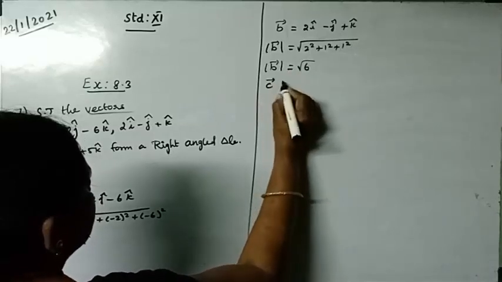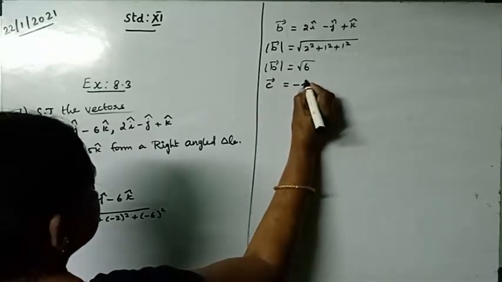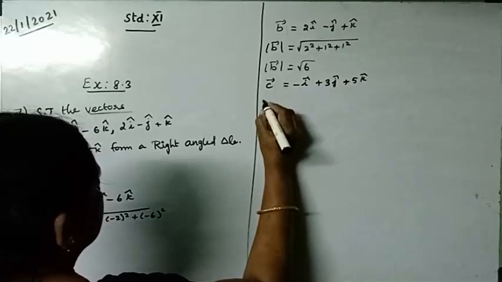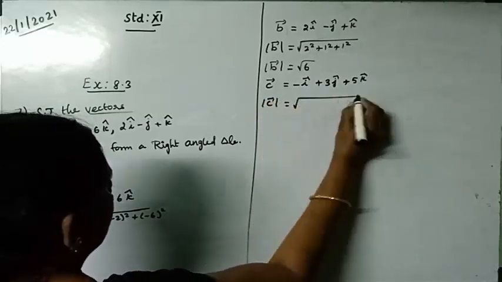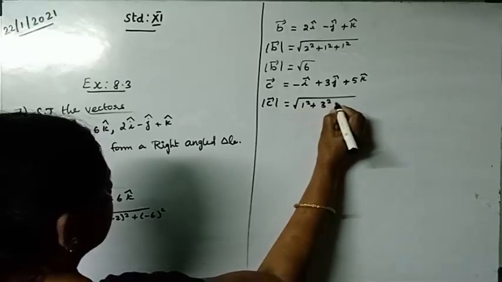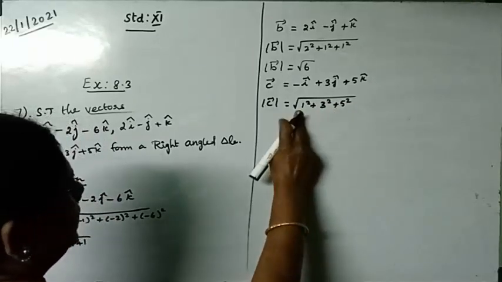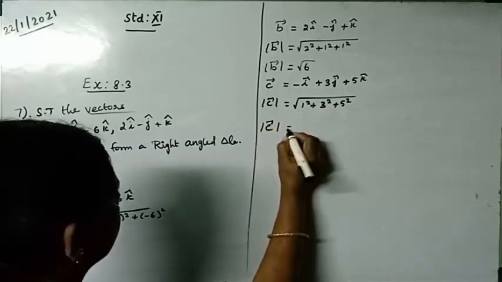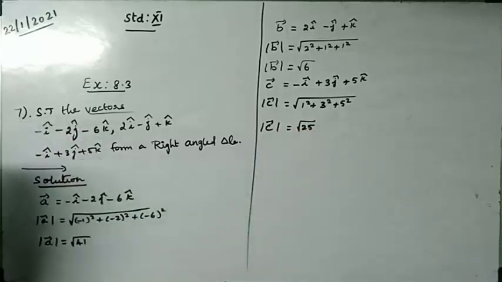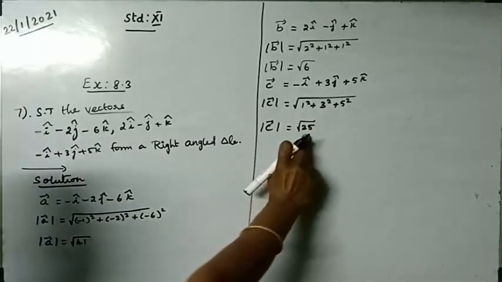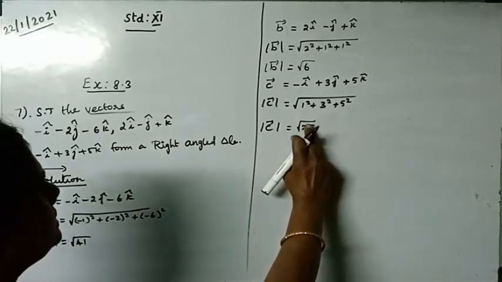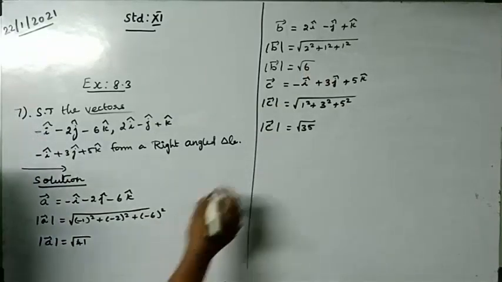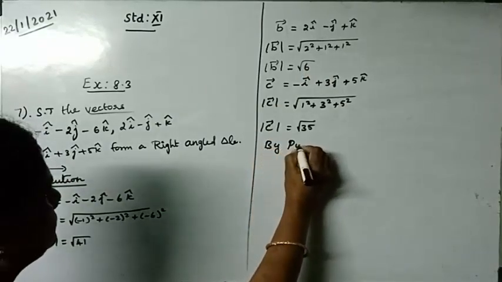Then take C vector is equal to minus i cap plus 3j cap plus 5k cap. So modulus of C vector is equal to square root of 1 square plus 3 square plus 5 square. So 9 plus 1 is 10, 10 plus 25 is 35. So modulus of C vector is equal to root 35. Now by Pythagoras theorem, இதுவே நீங்க பாத்தீங்கன்னா தெரியும் 35 plus 6 add பண்ணா 41 வருது. So we can use Pythagoras theorem.